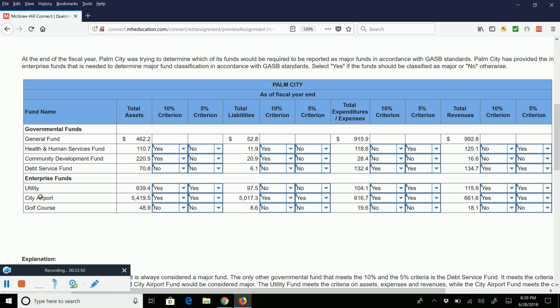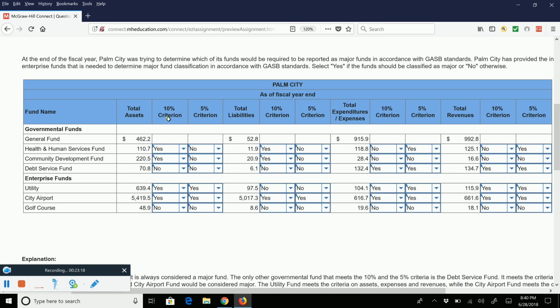The enterprise funds, we have 3 of them: the Utility Fund, the Airport, and the Golf Course. And what you're going to do is list out their total assets. So here are the total assets, in millions, of course, or in thousands. Total liabilities, total expenditures. The governmental funds, they're called expenditures. The enterprise funds, they're called expenses. And then lastly, the revenues.